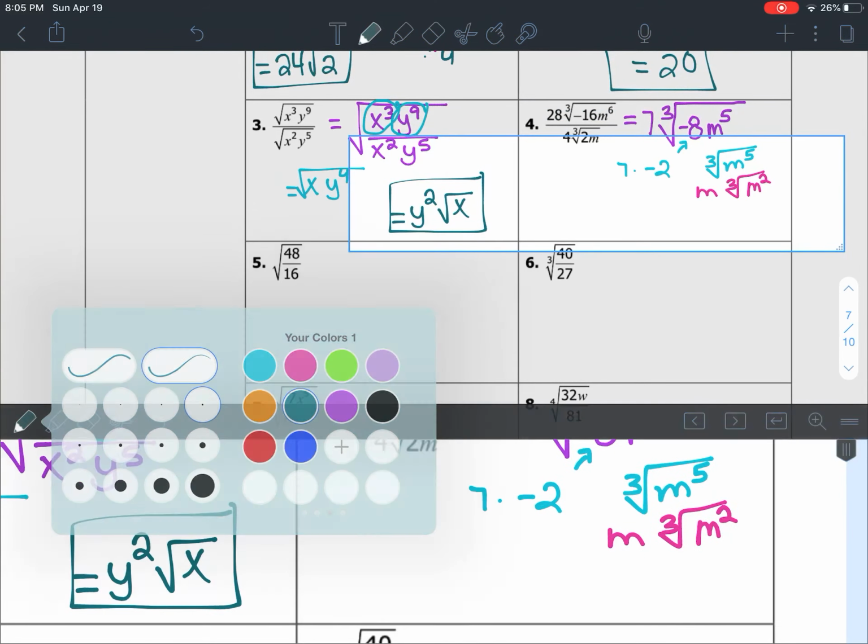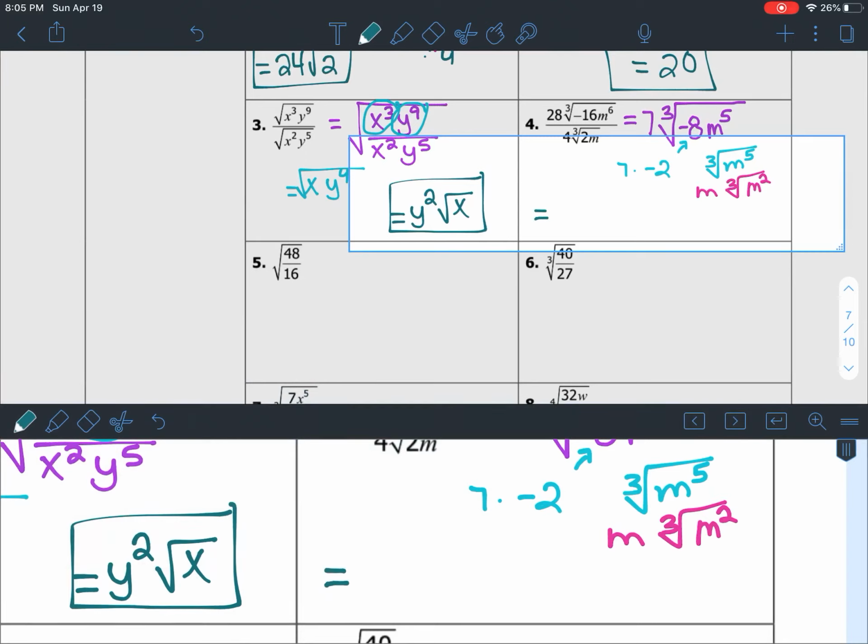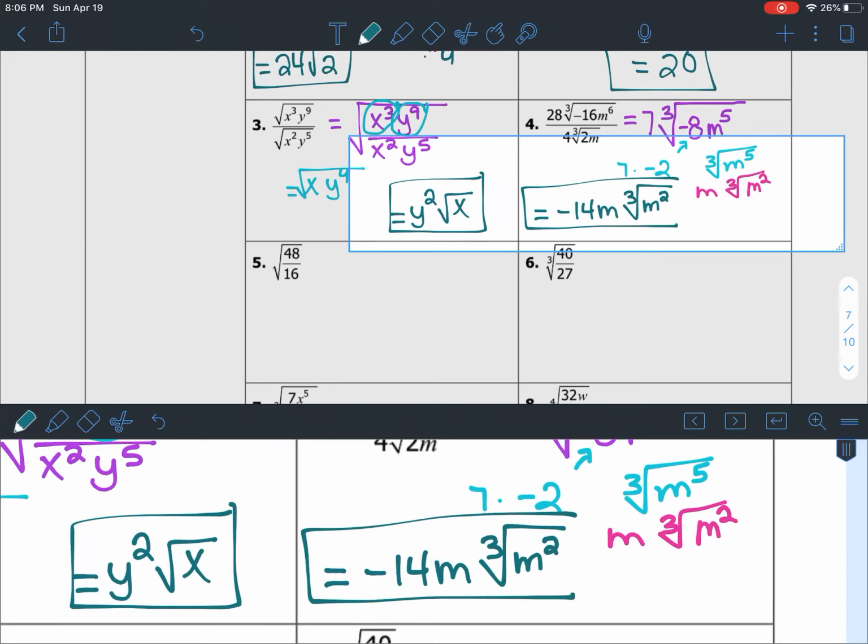So this just goes back to our simplification skills when we were doing that. So what this equals, I'm going to multiply my stuff on the outside. So that's 7 times negative 2, which gives me negative 14. My m is on the outside, and I have 2 m's left inside.